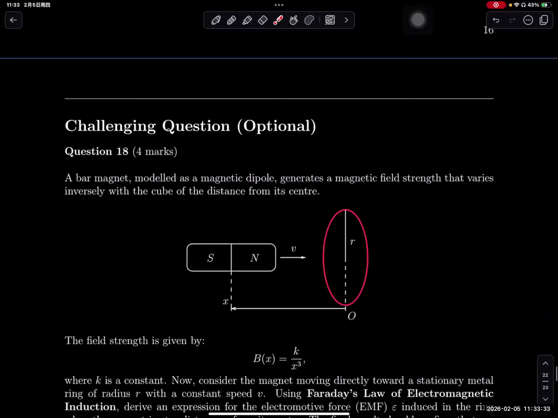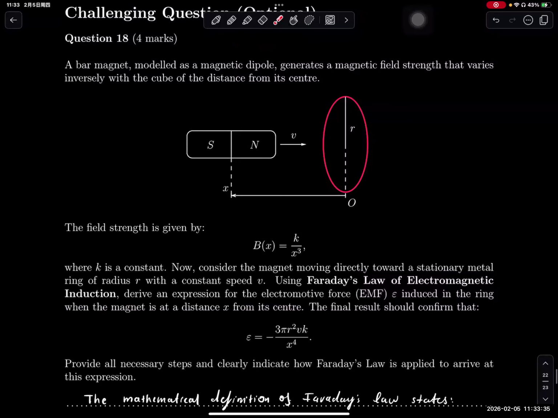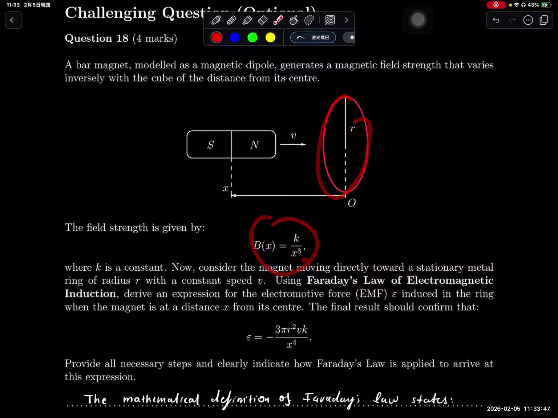Right, and then we have the challenging question. It's pretty much an application of Faraday's law where you need to differentiate something instead of using an average change. It's given that the magnetic field at different locations away from the coil follows this function. Typically with a dipole, also with an electrical dipole, the field is inversely proportional to the distance to the power of 3. So it's a very common thing that you will observe.